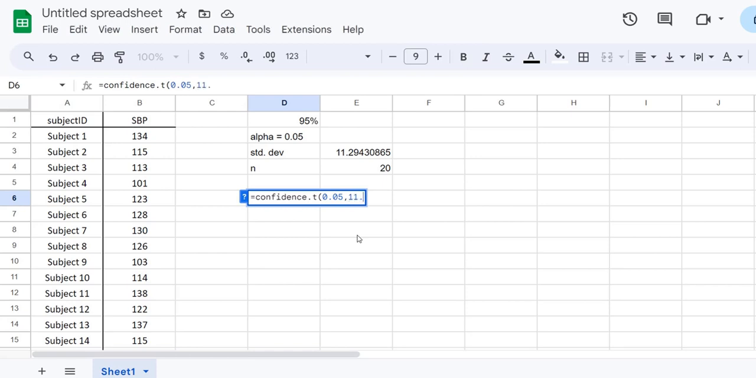Okay, then it said the first number is alpha. Second number is standard deviation. Take a few of those decimals. You don't have to type all of them. And the sample size is 20. Close the parentheses. Hit enter.